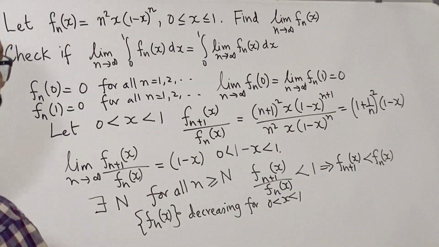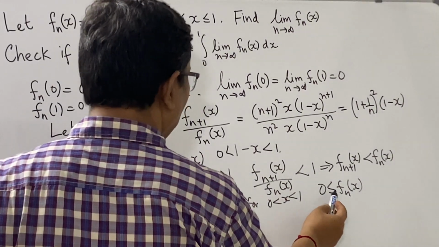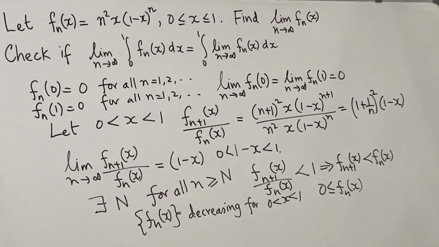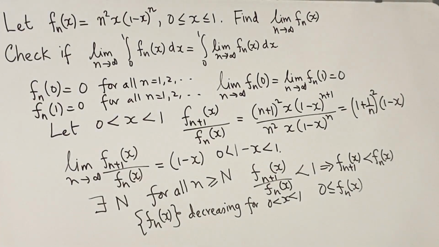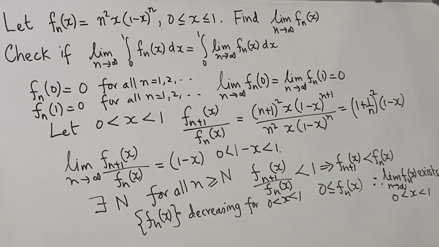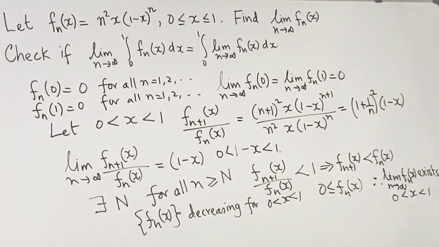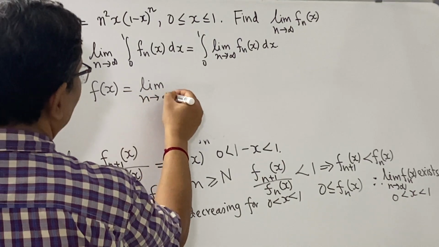So this sequence f_n(x) is decreasing for 0 < x < 1. And also note that all these f_n(x)'s are non-negative, by the very definition that we have. So we have a non-negative sequence which is bounded below by 0 and which is decreasing. So we have a monotone decreasing sequence which is bounded below, and we know that such sequences always have a limit. So we can claim that the limit as n goes to infinity of f_n(x) exists for 0 < x < 1. So let's call this f(x).